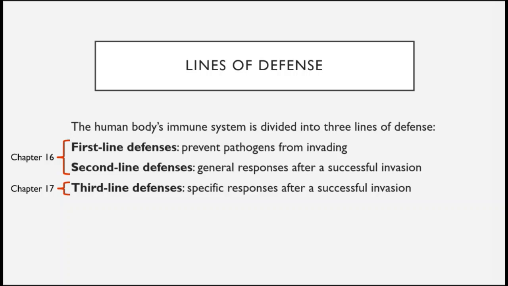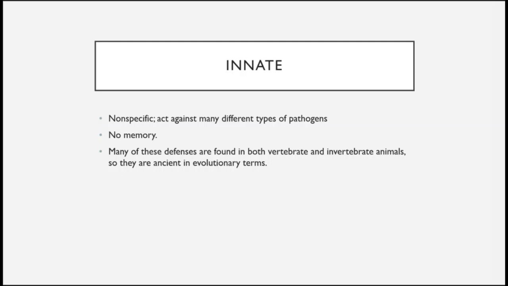So all of these components of these lines of defenses operate in concert with one another rather than independently. So let us begin our discussion with the innate defenses. So again, these are non-specific, so they can act against many different types of pathogens. They have no what microbiologists refer to as memory, so therefore they aren't finely tuned for an individual pathogen, but rather they're generalistic. And many of these defenses are found in both vertebrate and invertebrate animals, so they are ancient in terms of evolution.